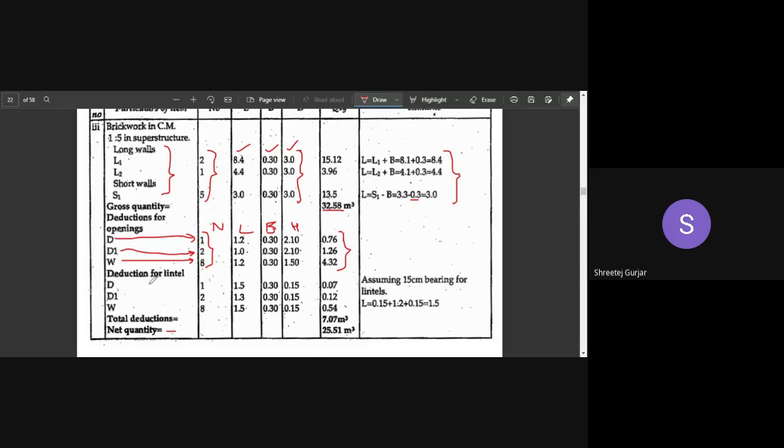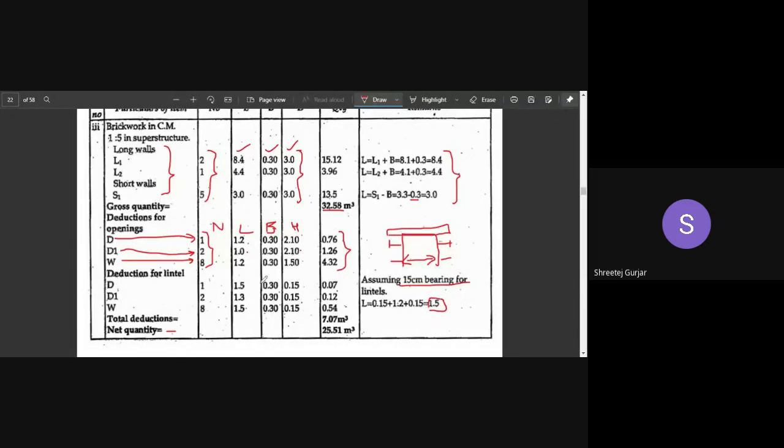Then deduction for lintel. Whenever you have an opening, we need to provide a lintel. This is your opening, and like this, we need to provide a lintel. This lintel has some bearing on either side, which is usually 15 centimeter here and 15 centimeter here. So for door D, which is 1.2 meter in length, adding 15 centimeter on this side and 15 centimeter on this side, the length you get is 1.5.